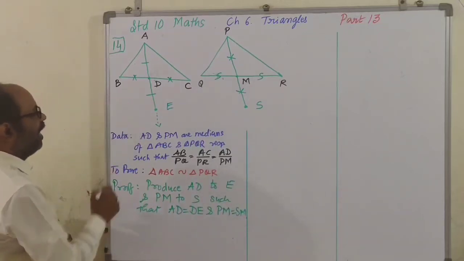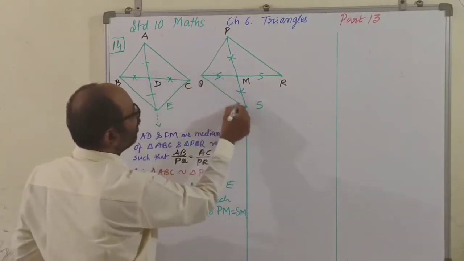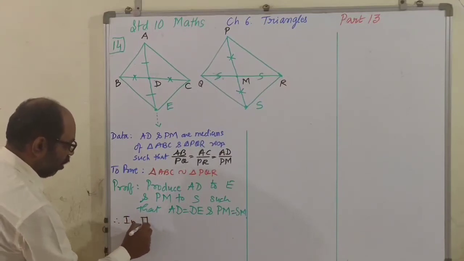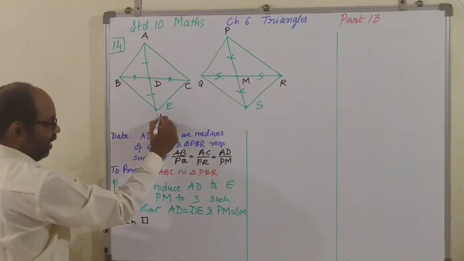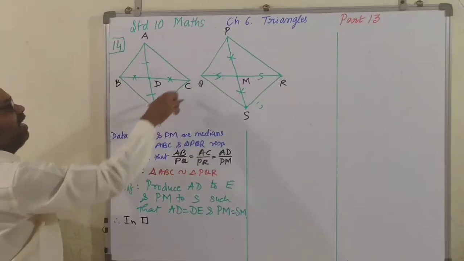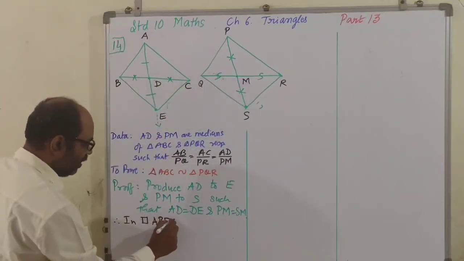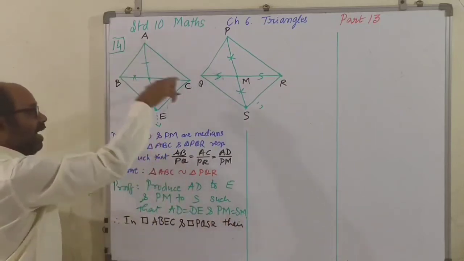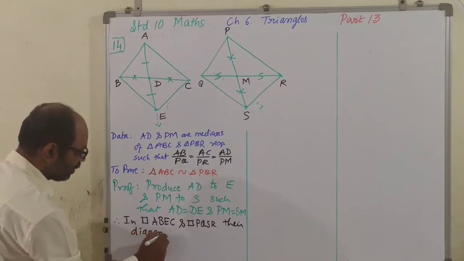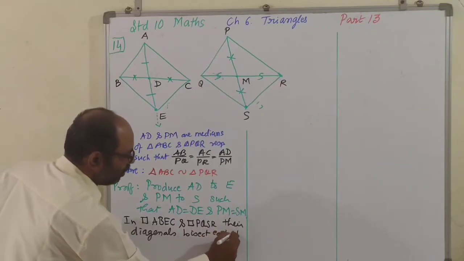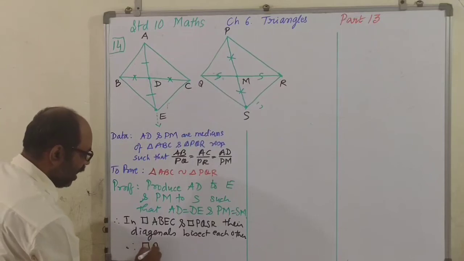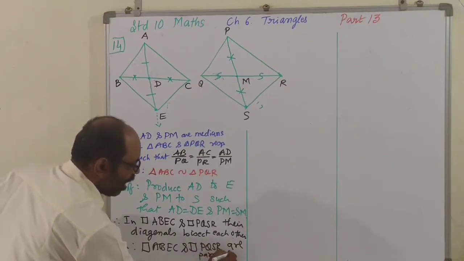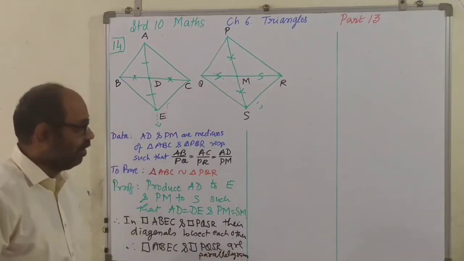This is what we have to do first, and you can join this. Correct. Now look at this. Therefore, in quadrilateral ABEC and quadrilateral PQSR, the diagonals bisect each other. Therefore, quadrilateral ABEC and quadrilateral PQSR are parallelograms. Clear? They are parallelograms.